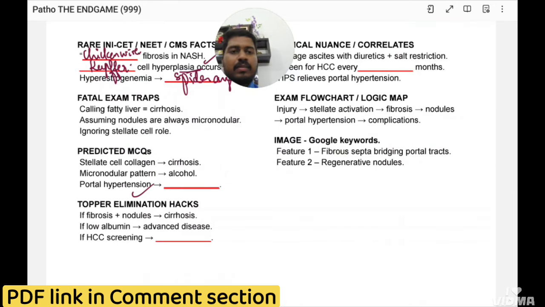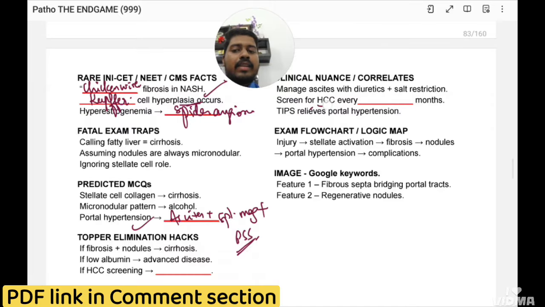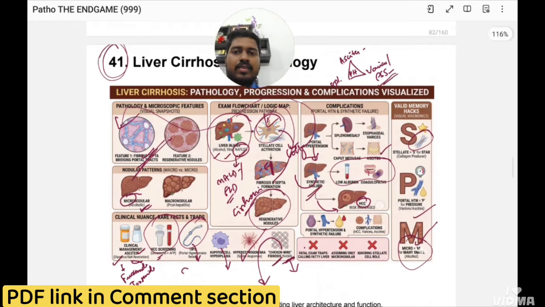Next, portal hypertension. What is the triad of portal hypertension? Ascites plus splenomegaly plus portosystemic shunt. It can be caput medusae, it can be gastric varices. Screen for HCC every 6 months with the AFP, that is the tumor marker, and ultrasound. So this is all about cirrhosis that you need to know.